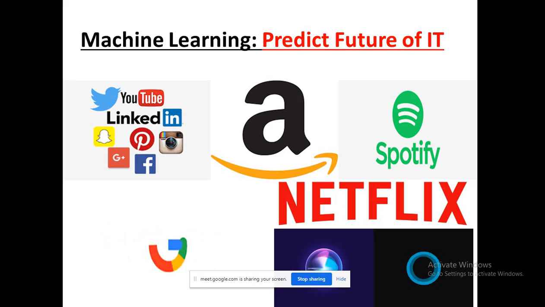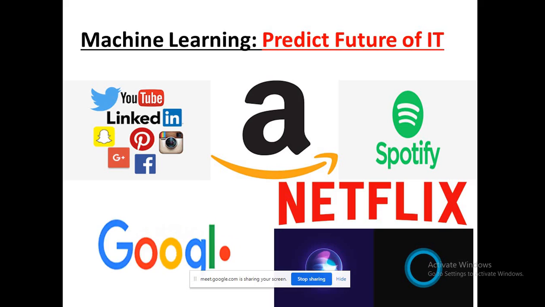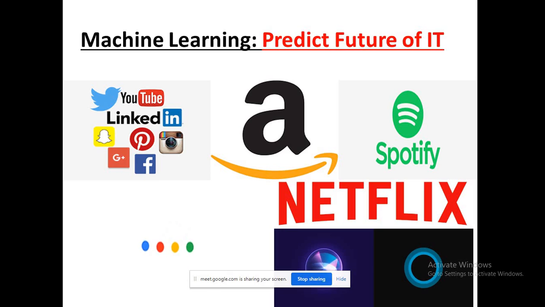Google uses some machine learning recommendations to provide you different products, and it is highly used nowadays in marketing and sales. Each and every industry uses machine learning nowadays. You can think about Spotify, which recommends music.